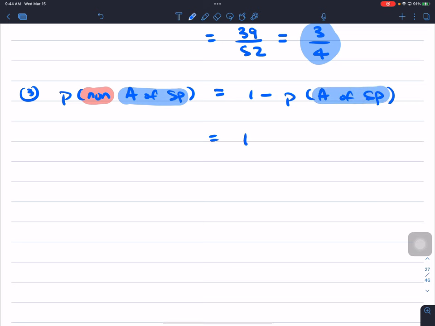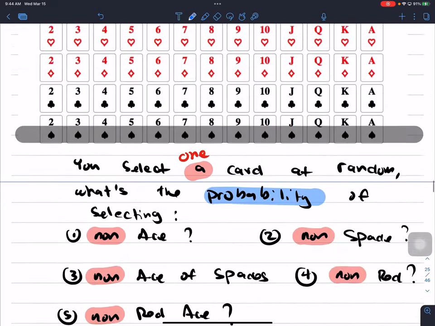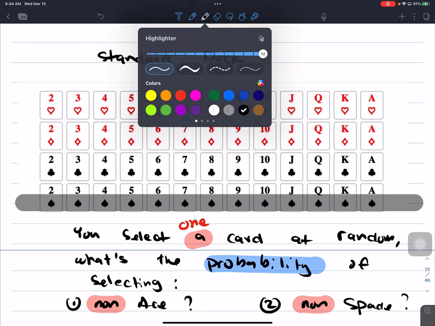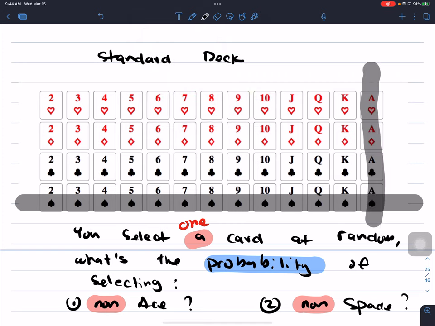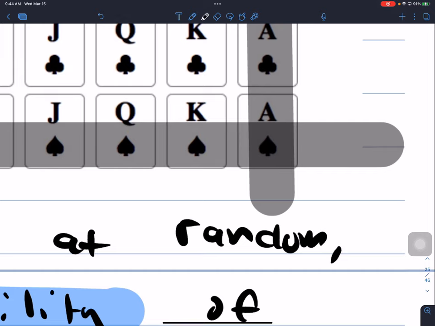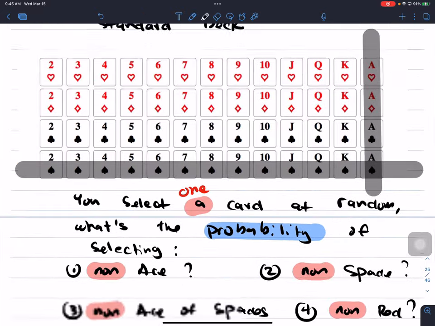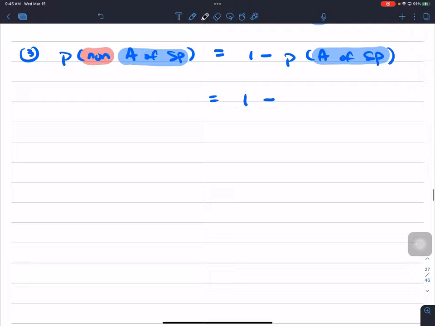What's the chance of selecting an ace of spades? Where is your ace of spades anyway? Well, it's a card that's both an ace and a spade. What is that card known as? The Ace of Spades. How many Ace of Spades are there? One out of 52.